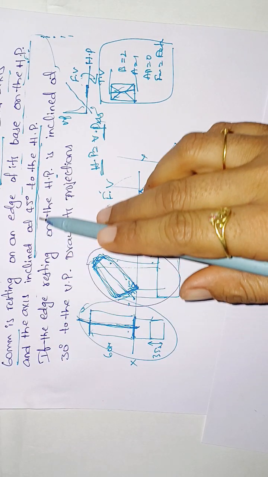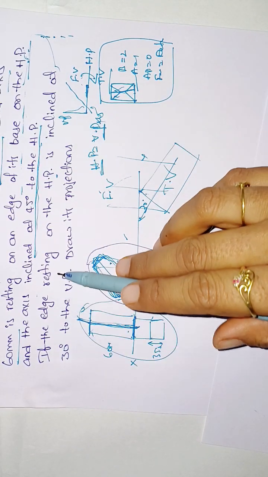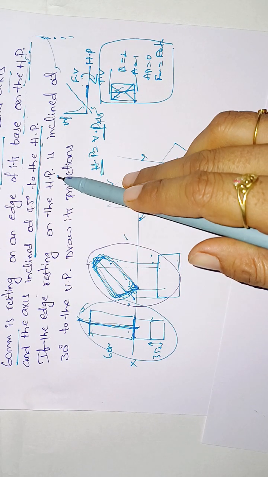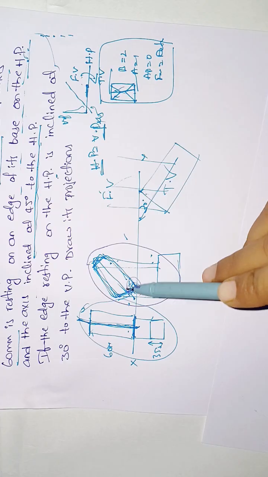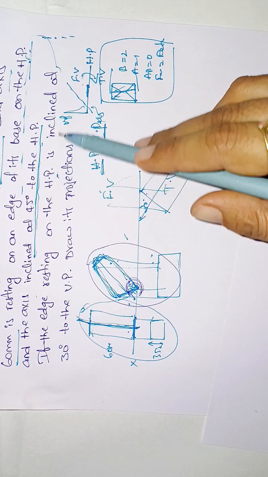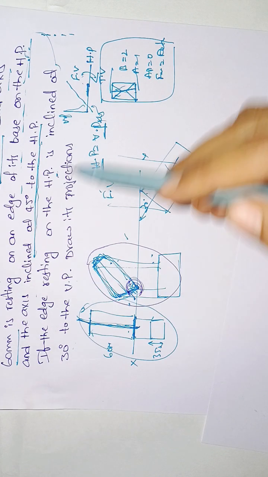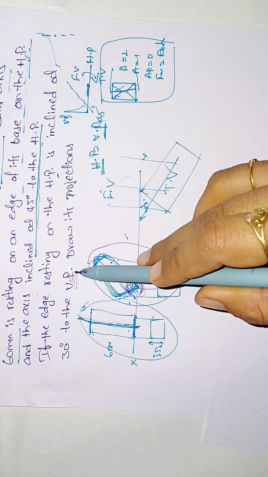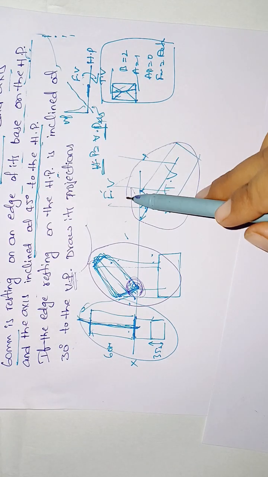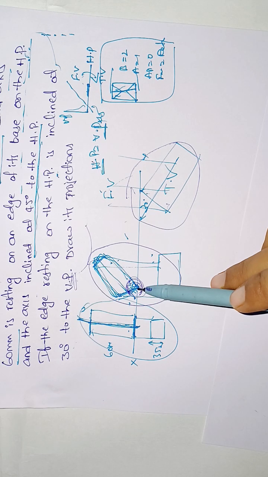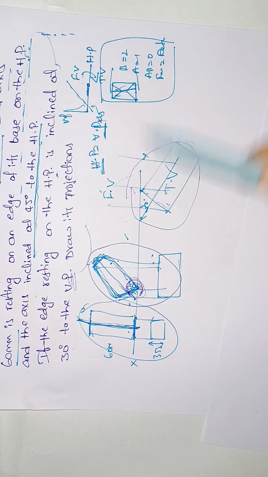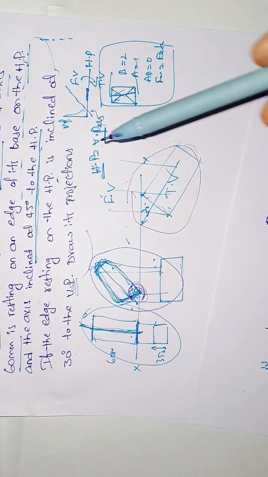So the axis is inclined at 45 degrees to the HP. If the edge is resting on the HP, it is inclined at 30 degrees to the VP. If the edge is resting on the HP, so the edge is resting on the HP. Yes, definitely it is on the HP. Inclined 30 degrees to VP means definitely it is situated on HP. So definitely you have to draw the 30 degrees line, and for the edge of the base you have to draw the 30 degrees angle. Then you get a front view and a top view.